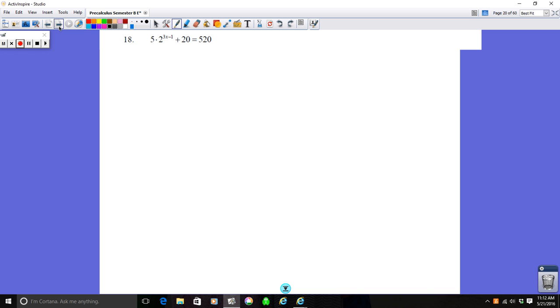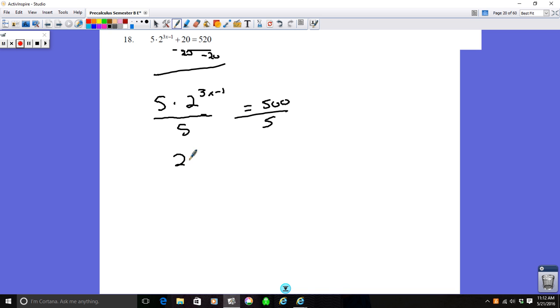18. Okay, so there's a whole lot I need to do before I make this log form. I'm going to subtract first, so subtract our 20. We have 5 times 2 to the 3x minus 1 power equaling 500. I'm going to get rid of the 5 first because we need that base and the exponent by itself. And we have 2 to the 3x minus 1 power equaling 100.